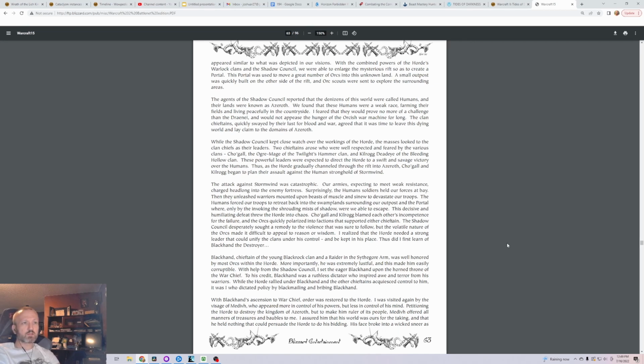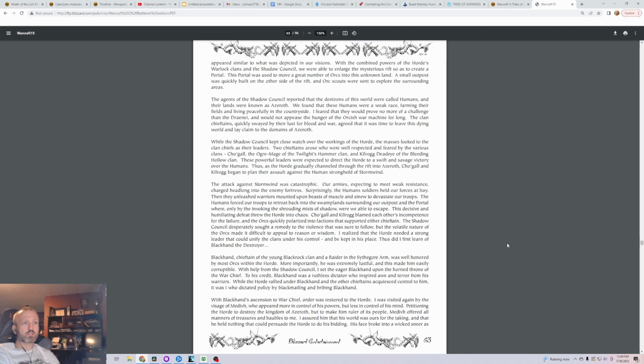Surprisingly, the human soldiers held our forces at bay. Then they unleashed warriors mounted upon beasts of muscle and sinew to devastate our troops. The humans forced our troops to retreat back into the swampland surrounding our outpost and the portal, where only by the invoking of the shrouding mists of shadow were we able to escape. This decisive and humiliating defeat threw the Horde into chaos.